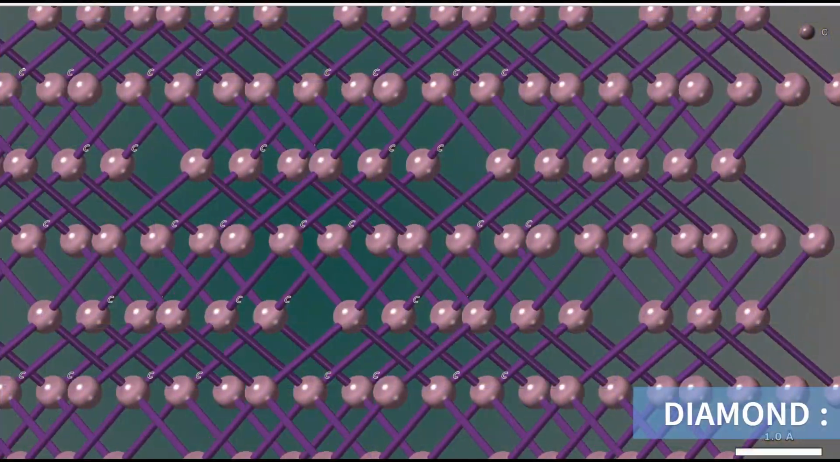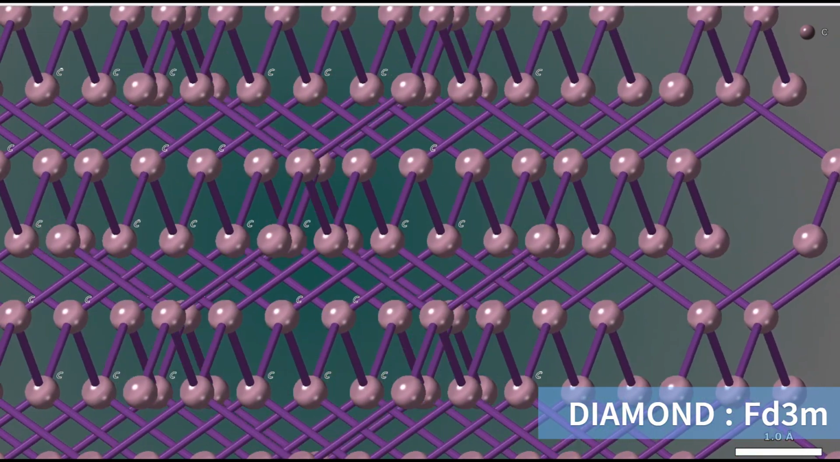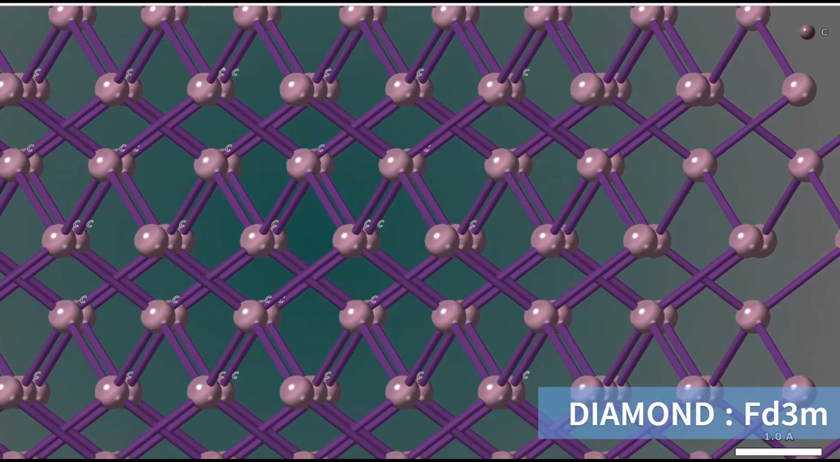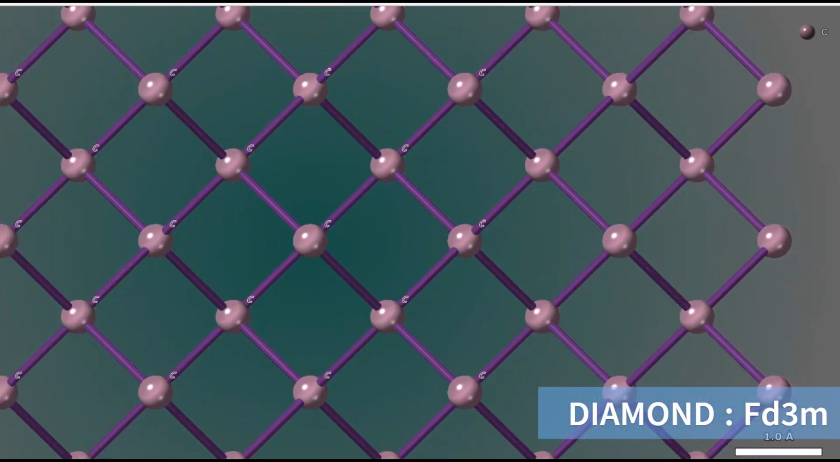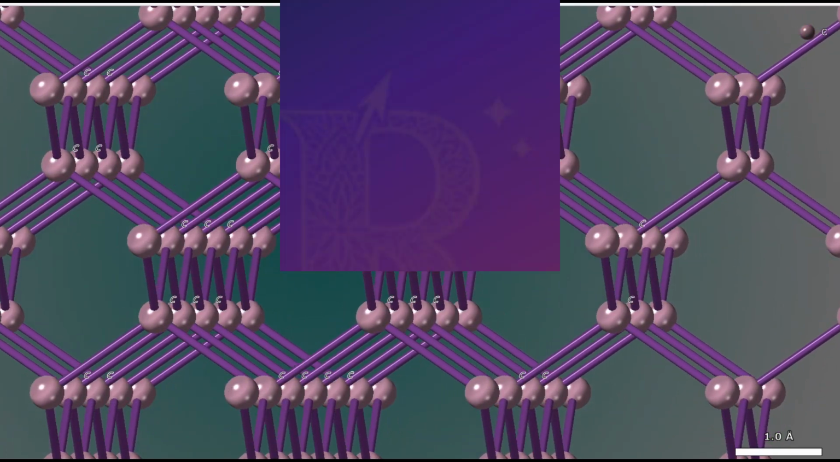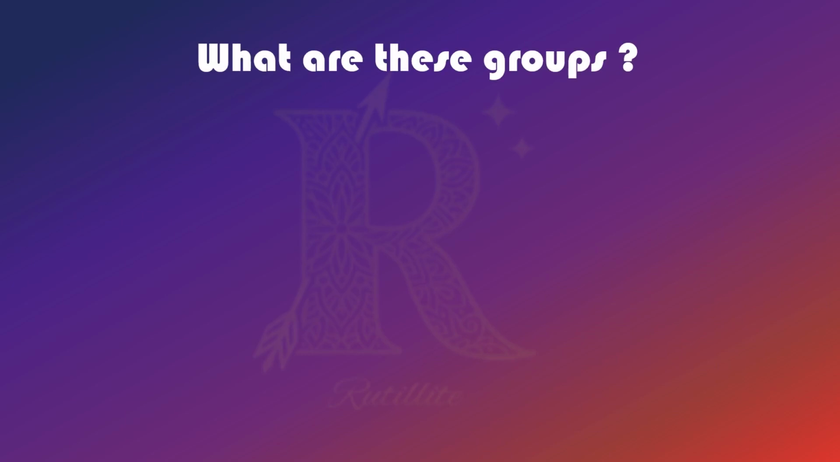And diamond, same carbon as graphene, but a 3D tetrahedral structure. It's one of the hardest materials on Earth, perfect for cutting tools and high-performance optics. So structure isn't just a detail, it's what defines how a material behaves. What are these groups we're talking about? They help us classify crystal structures and predict how they'll behave in the real world.